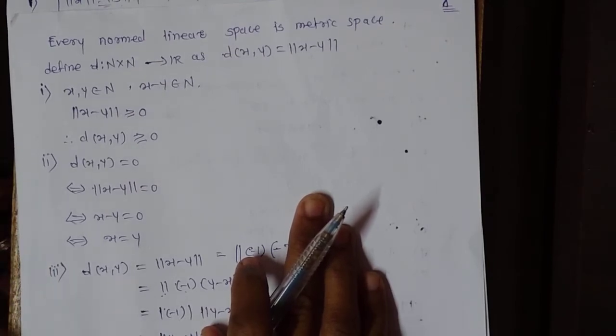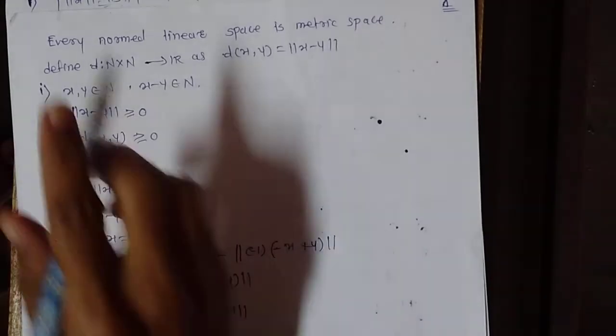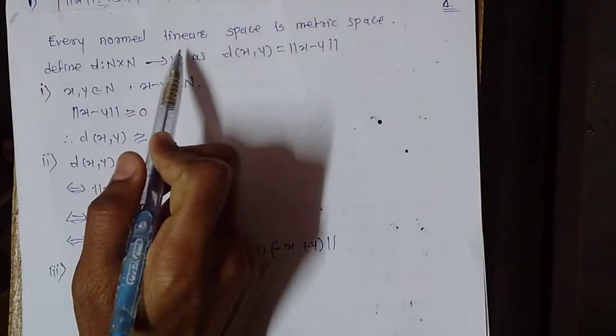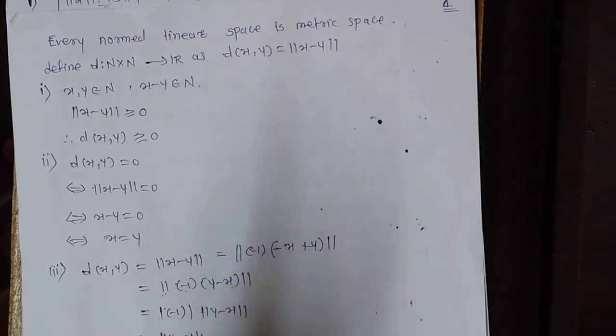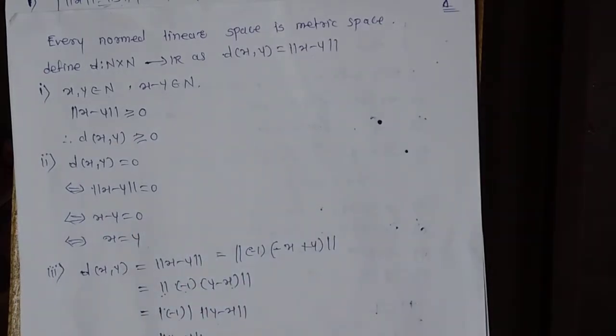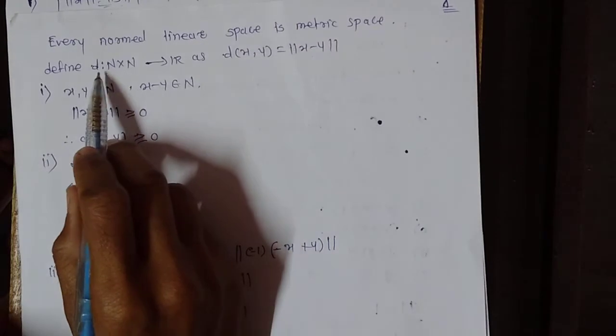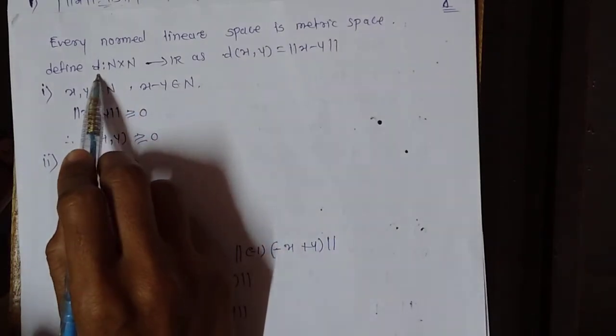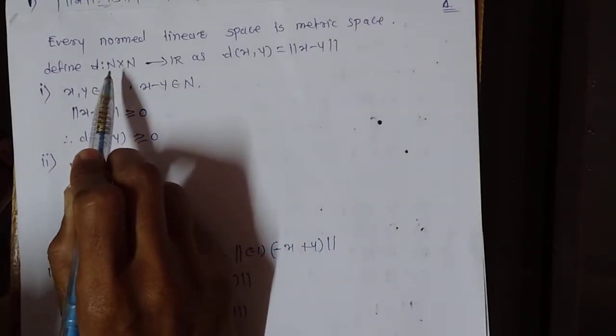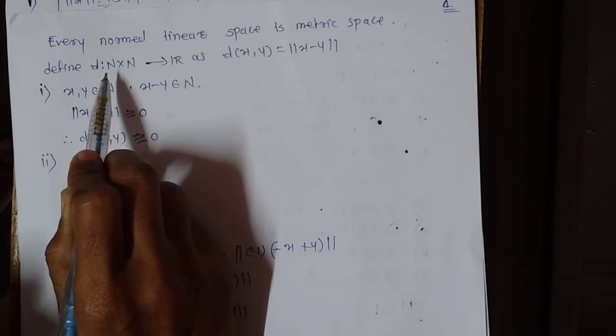Today we study some problems related to the definitions we discussed in our previous lecture. The first problem is: every normed linear space is a metric space. You have to show that every normed linear space is a metric space. For that you have to verify the properties of a metric space for the normed linear space N. That means here we define a metric D on a normed linear space N.